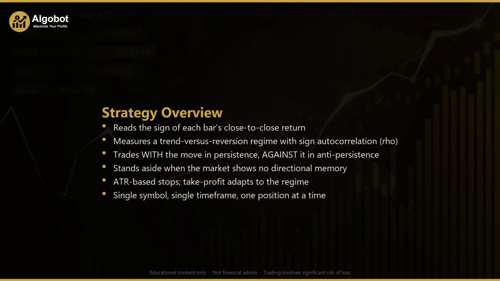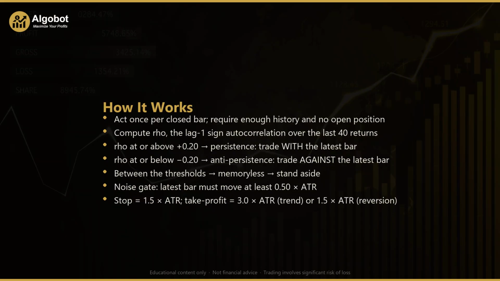Let's look at the mechanics. Let's walk through the logic step by step, exactly as the code runs it. The expert advisor only acts once per newly closed bar, so it works on confirmed data rather than a flickering live price. First, it needs enough history, at least the look-back window of returns plus the average true range period. Once it has that, and provided there's no open position already tied to its magic number, it begins the calculation.